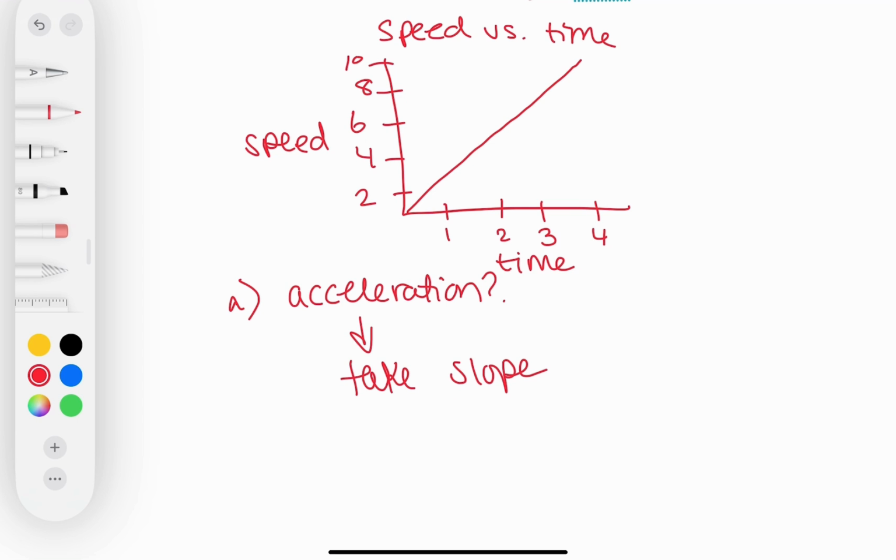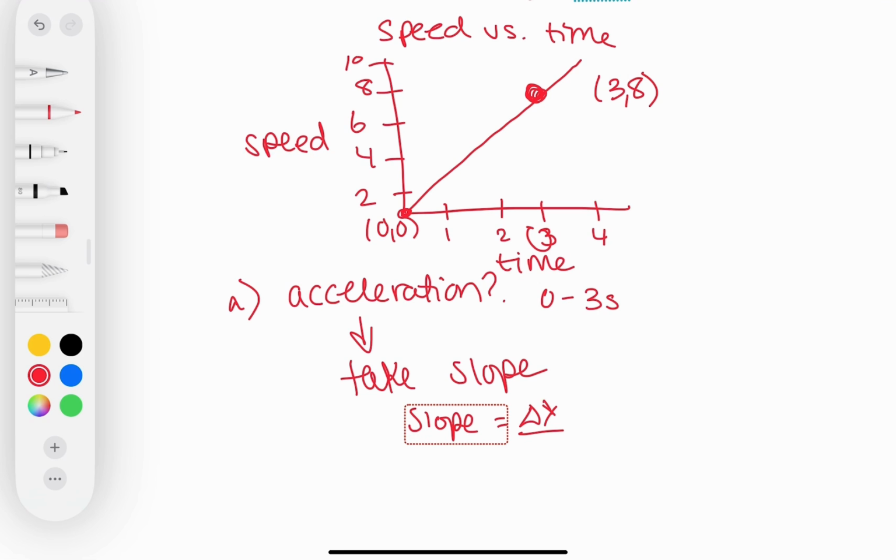It said from 0 to the first 3 seconds. So I would say, okay, my point, and my graph kind of stinks, so the point was 3, 8. And then you also include the origin, 0, 0. So we know that slope equals delta y over delta x.